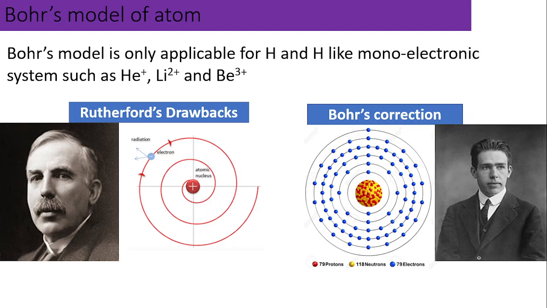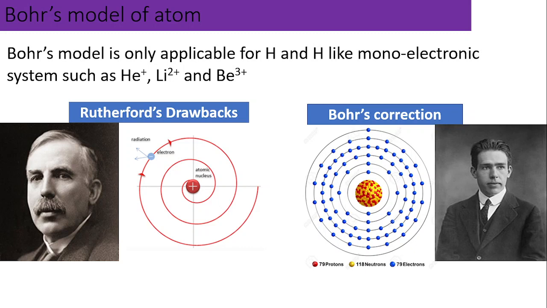Before going to discuss Bohr's model of atom, let us remind what the drawbacks of Rutherford were. What is the reason for the failure of Rutherford's model? Because on the basis of these drawbacks, Niels Bohr proposed a new model by correcting it. So let us first explain the drawbacks of Rutherford. Rutherford's concept about the nucleus was absolutely correct, which was also put forward by Niels Bohr later on.